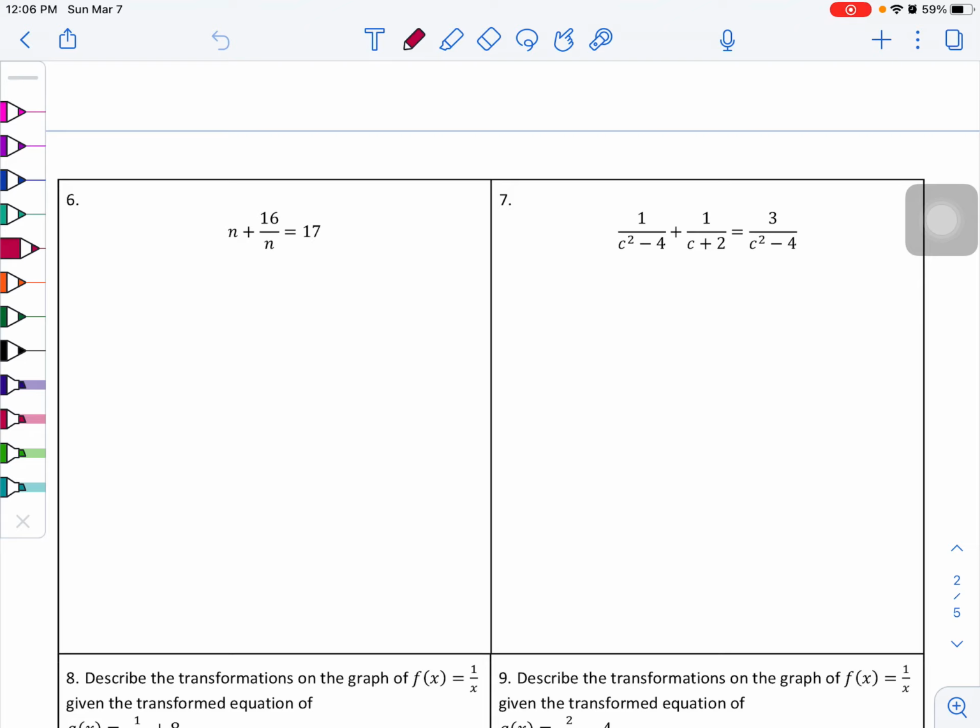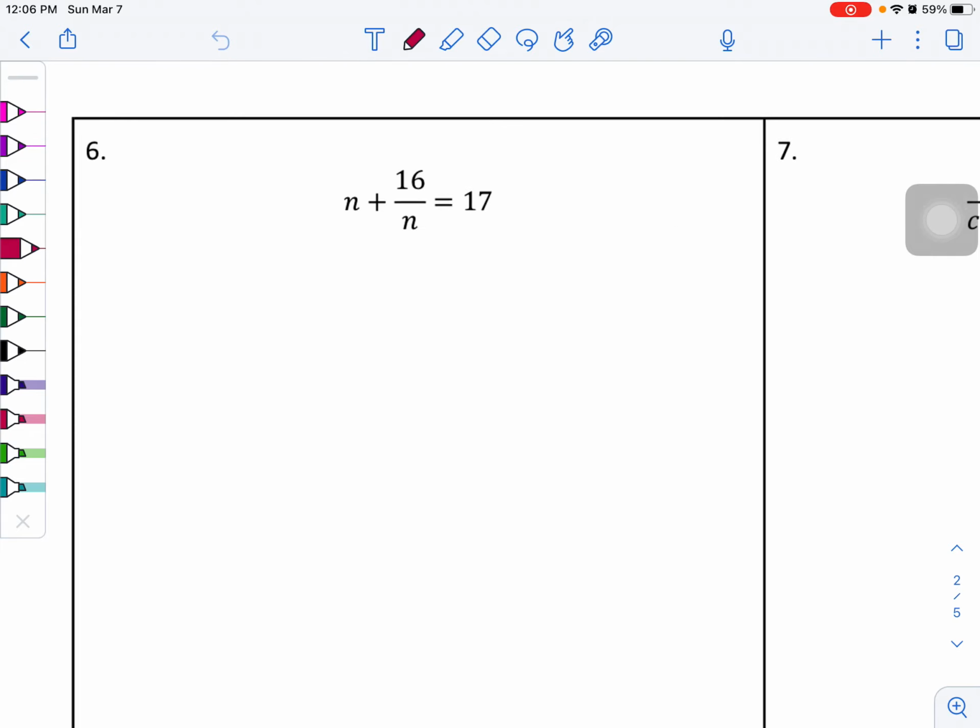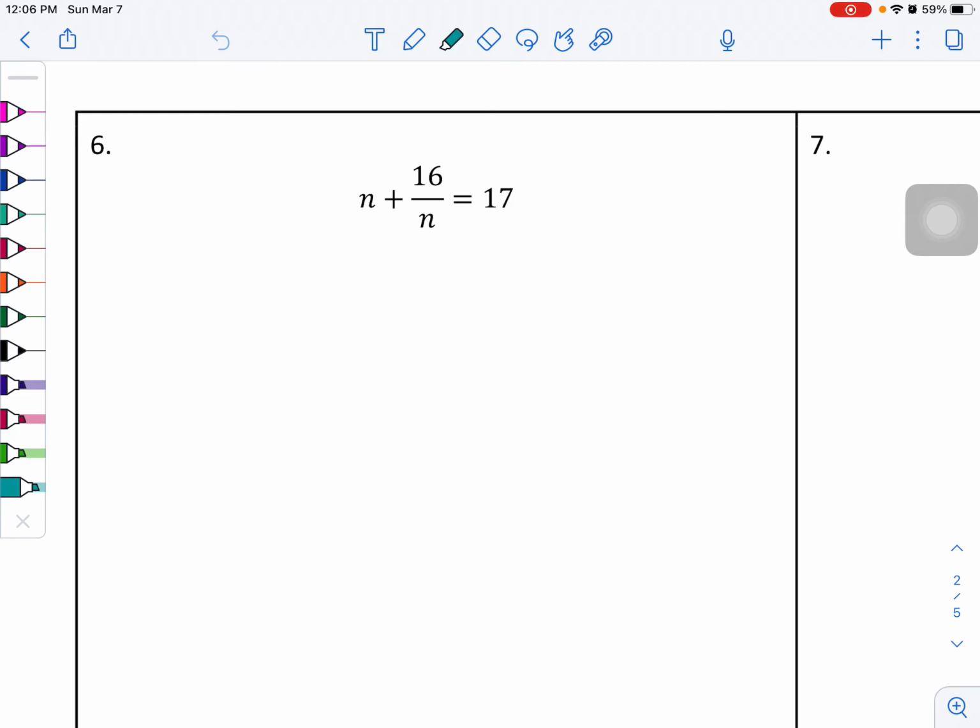So this is going to be page 2 of the study guide. Problem 6 and problem 7, the directions are the same as 4 and 5. So it's find your domain restrictions and solve the equation.